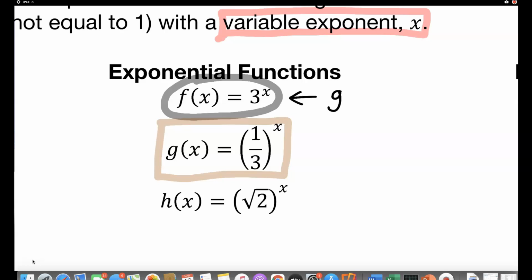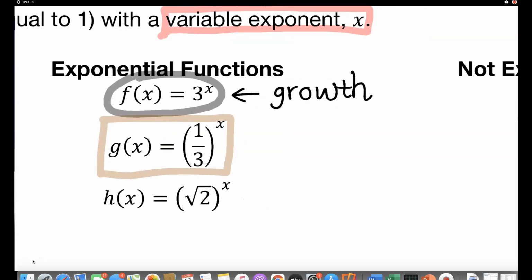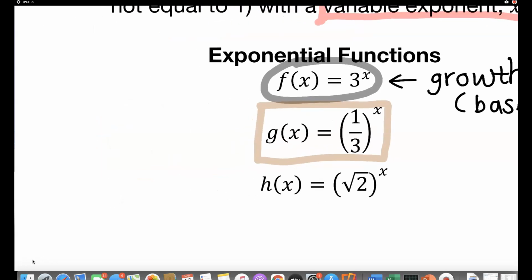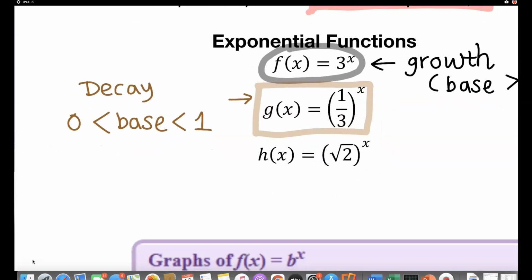These are different. We call this an exponential growth function. If the base is bigger than 1, it's going to be a growth function. 3 is bigger than 1, so this is a growth function. Now the bottom one, this one right here, is a decay function, exponential decay, because the base is smaller than 1 but bigger than 0. What kind of numbers are in between 0 and 1? Any fractions or decimals that are smaller than 1. This is a decay function because 1/3 is bigger than 0 but less than 1. So if that happens, we call it an exponential decay function.